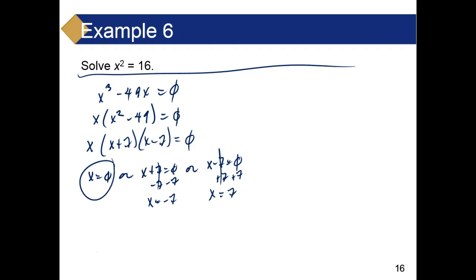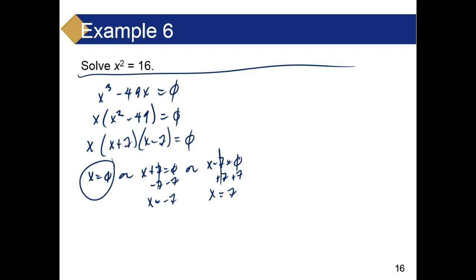Let's try 0. 0 cubed is? Minus 49 times 0 is? 0. 0 minus 0 is 0. Yeah, that works. Oh, man, why did I want to do this one? Negative 7 cubed. I'll let y'all do this on your own, right? Pull out your calculator and plug it in and see.